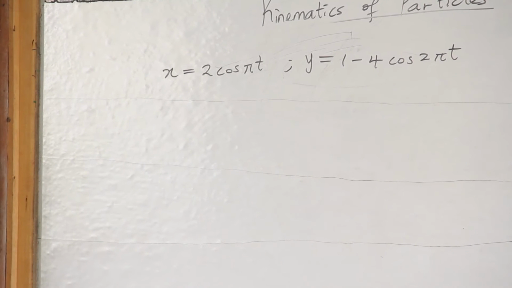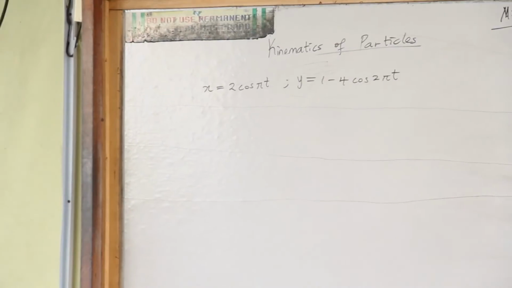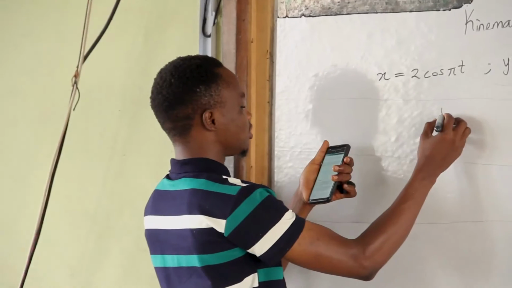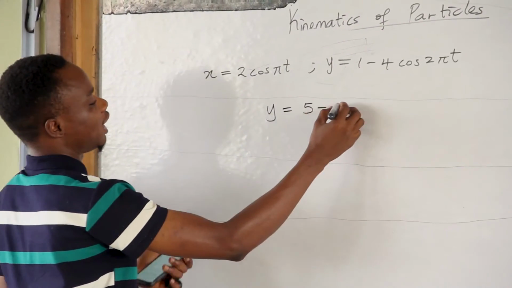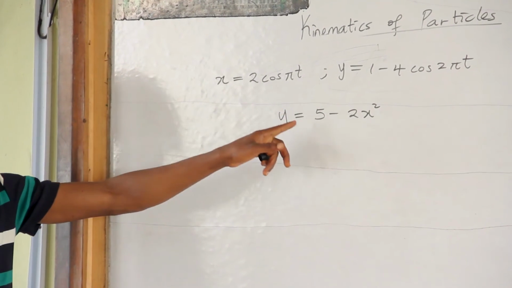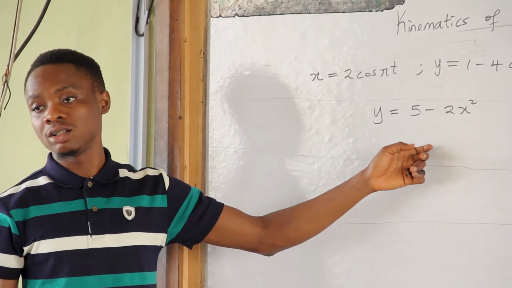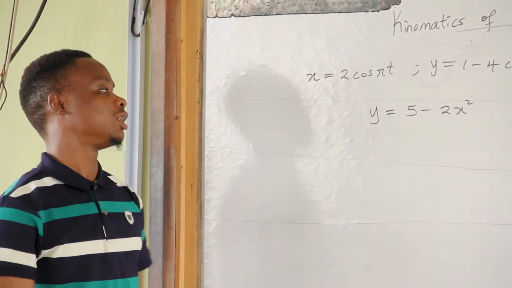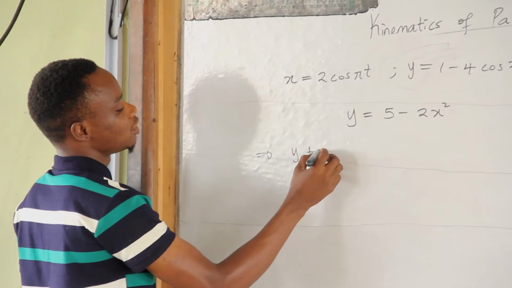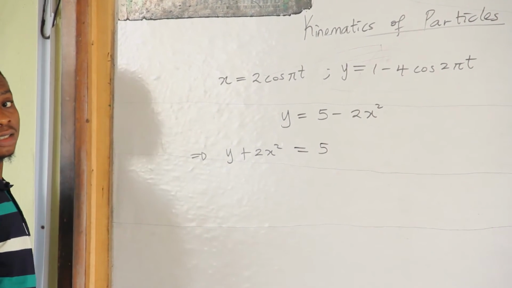Please pay attention. We want to firstly show that the path of the particle is part of the parabola shown. The equation of the parabola given to us is y equal to 5 minus 2x squared. So how do you show that this equation satisfies this parabola? Does that make sense? That means we should have y plus 2x squared equal to 5. Is that clear?